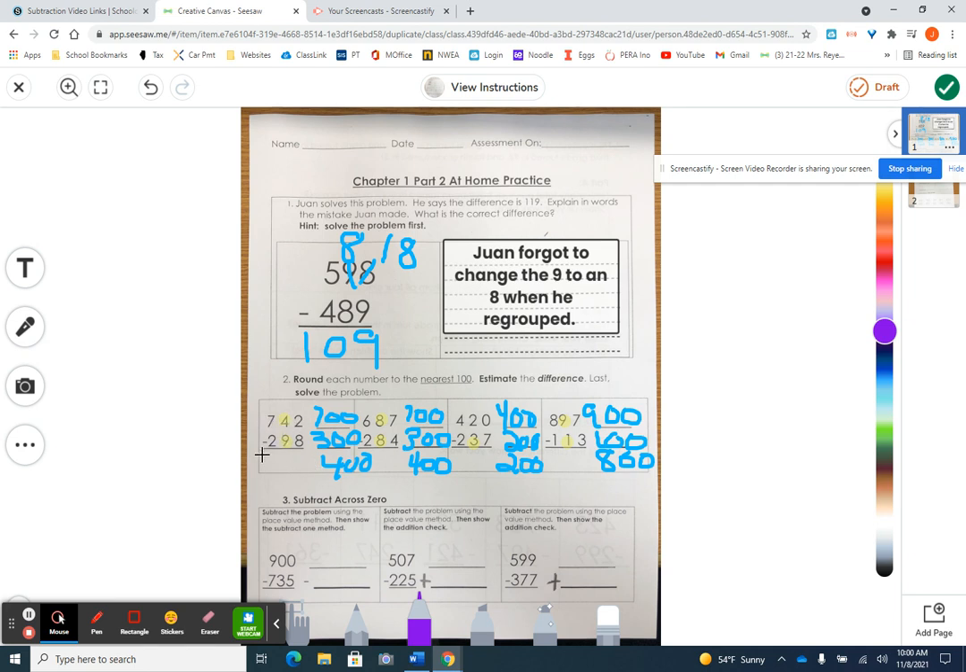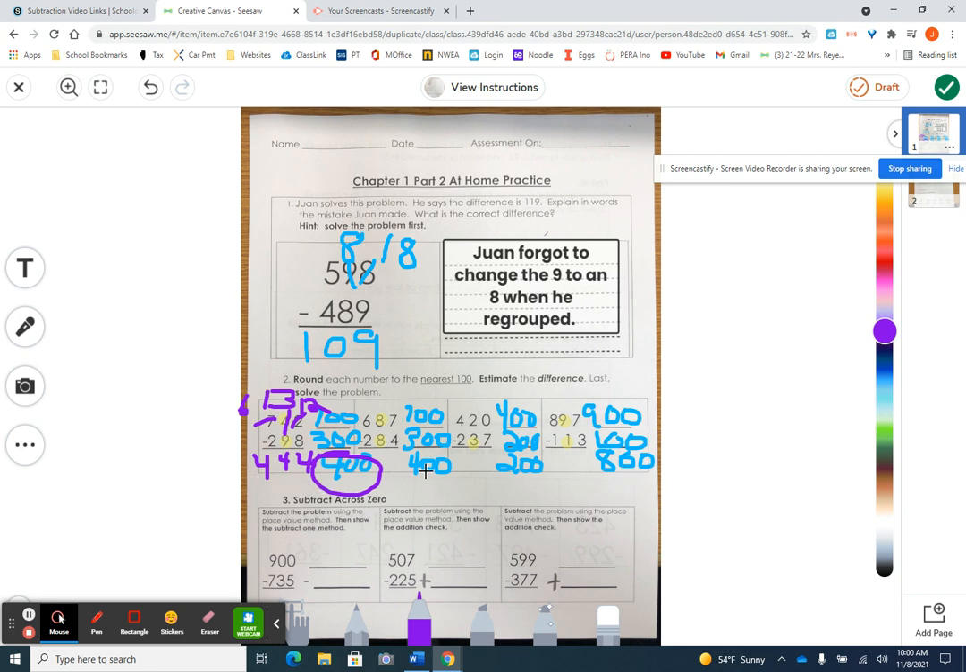Now I know that 742 minus 298 should be somewhere around 400 since that was my estimated difference. So I know I'm going to have to regroup here. This is going to be a 3 and this is going to be a 12. So 12 minus 8 is 4. 3 minus 9, I cannot do that, so now I'm going to have to regroup again. 13 minus 9 is a 4 again. And 6 minus 2 is a 4. So I've got 444, which is really close to 400.